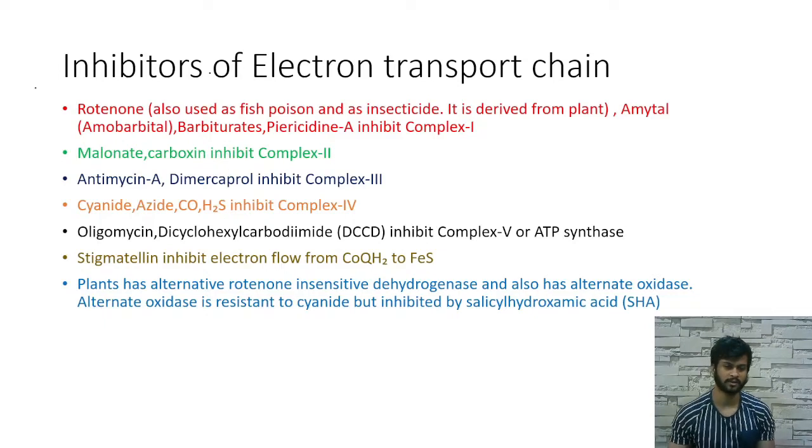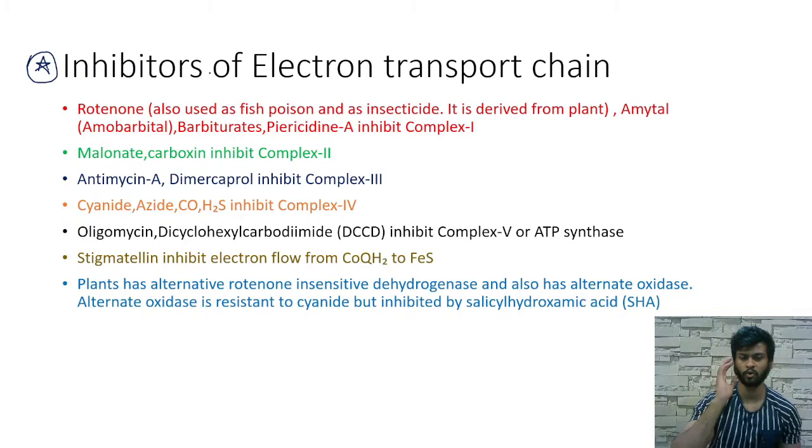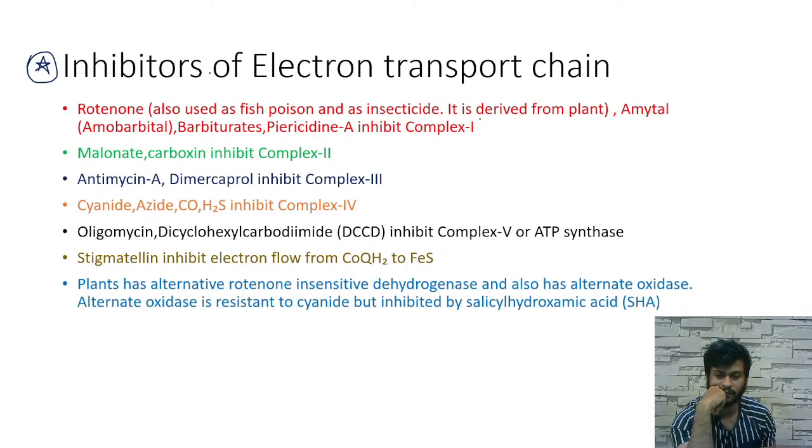Inhibitors of the electron transport chain, this you need to memorize. There is very little or no concept involved to understand this. Okay. Rotenone is also used as a fish poison and as an insecticide. It is derived from plants. Amytal or amobarbital barbiturates, and Piericidin A, which is an antibiotic, will inhibit complex 1.